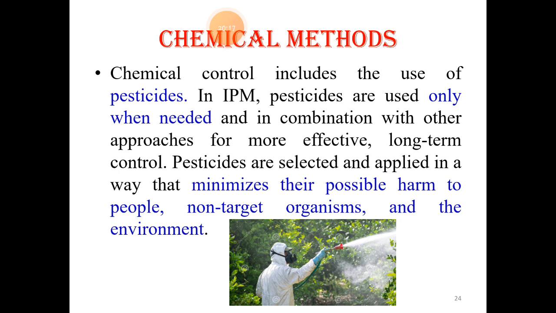The next IPM method is chemical control methods. As we have learned in the previous chapter and sessions, chemicals, synthesized or even natural extracts, are used against the pest population to kill them, and they are collectively called pesticides. They are classified into various types based on their target organisms. It includes insecticides, rodenticides, herbicides, fungicides, virucides, bactericides, etc.